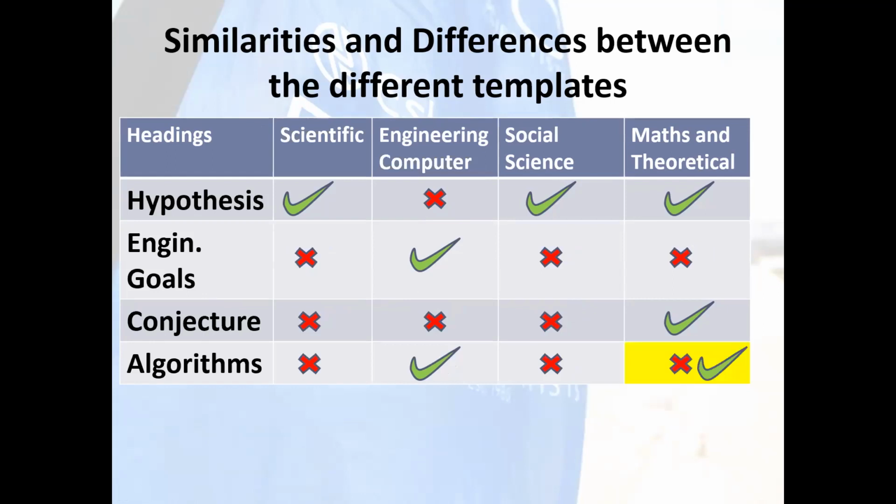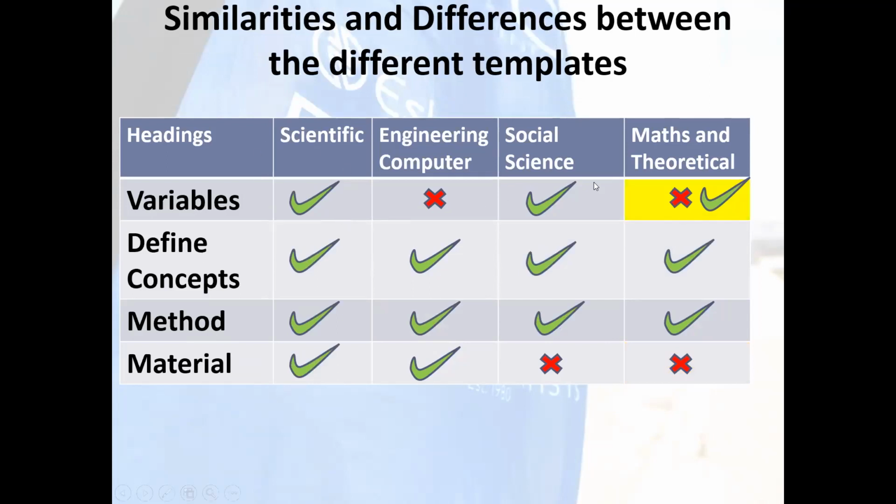they have the hypothesis only in the scientific investigation, social science, and the math project. Right? And in the engineering type of project, we don't have the hypothesis, we have the engineering goal, right? Conjecture we have in the mathematics project. Algorithms in the mathematics project. And you can also have it in the computer science project, right?